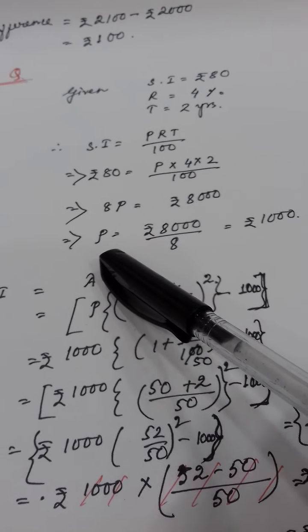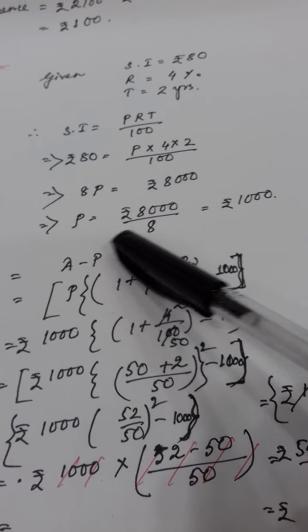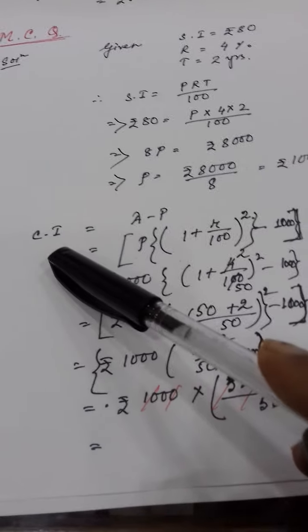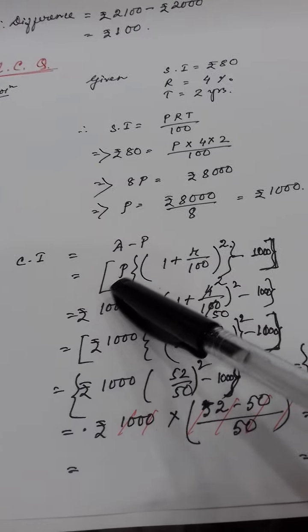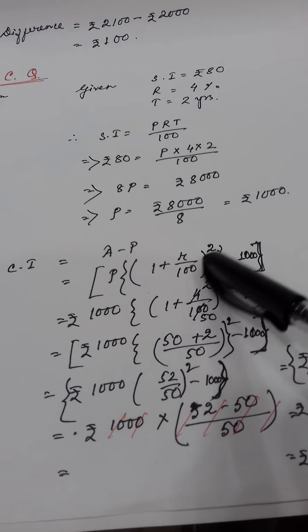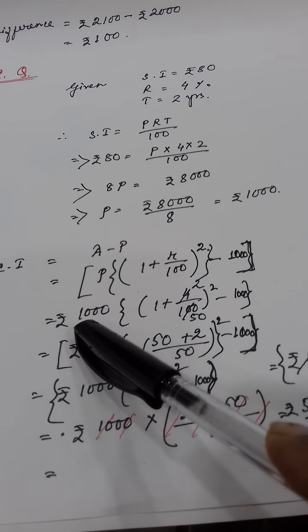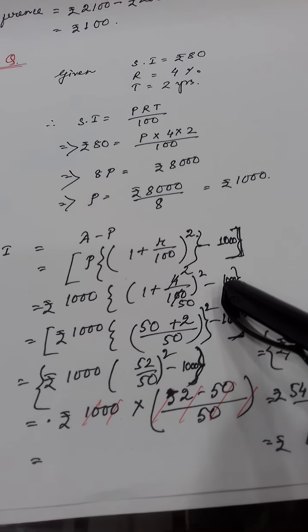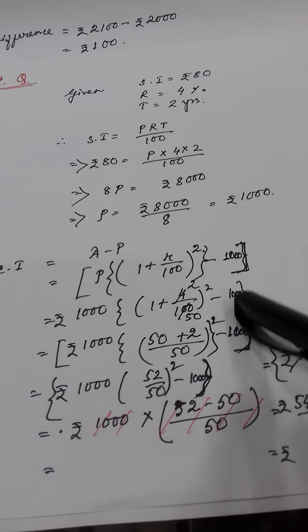First find out the principal with the simple interest formula PRT by 100. So your principal is 1000. After getting the principal, now you find out compound interest, amount minus principal. Here I have directly done the calculation. Have you noticed? This is the amount and this is the principal. In the amount also you have to place the principal value, and here also you have to place the principal value, 1000. I think you have understood, a little bit hazy here. So it is also 1000.